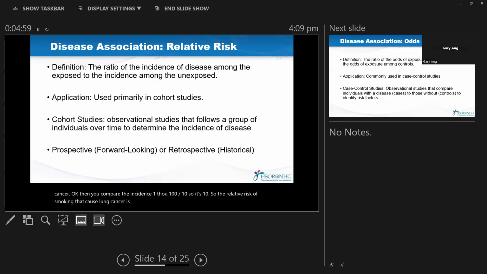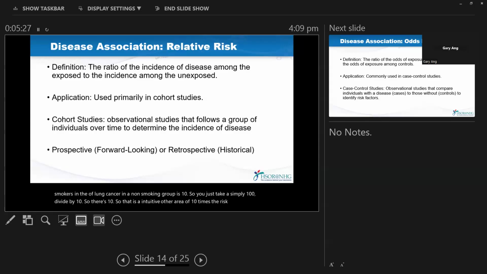Can you repeat myself? Okay, so you have two cohorts of patients, 1,000 and 1,000. The denominator is the same, so just ignore the denominator. The incidence, the new cases of lung cancer in the smoking group, is 100. The number of new cases of lung cancer in the non-smoking group is 10. So just simply take 100 divided by 10, so that's 10. That is the intuitive idea of 10 times the risk.